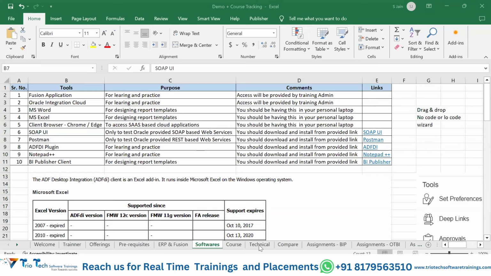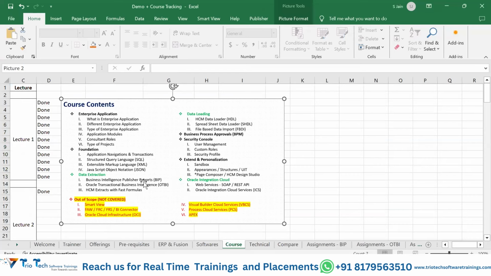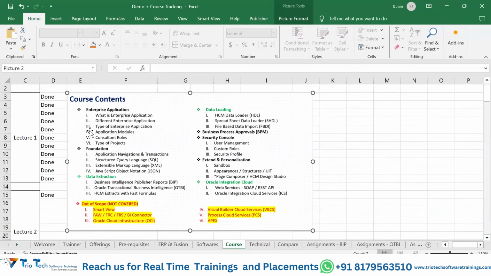Talking about this course, in a nutshell, initially we will be understanding what ERP technology is, what kind of companies use it, and what the different modules available are. We will cover the roles we are involved in as a technical consultant, the different types of projects a consultant works on, and the two or three major things we work on as a Fusion technical consultant.